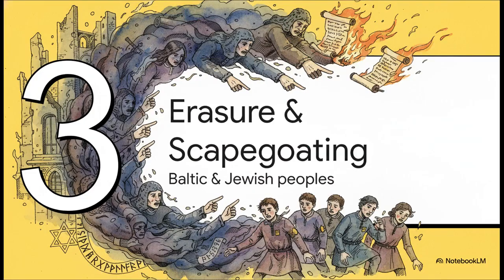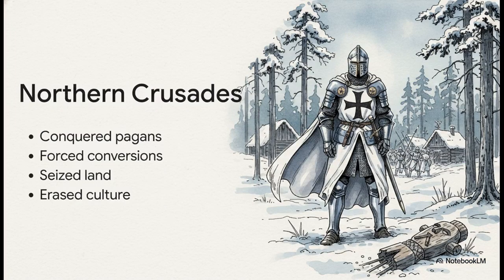Section 3. Erasure and scapegoating, the Baltic peoples and Jewish communities. Let's expand our view across medieval Europe for a second to see how cultural erasure played out in the north. Up in the Baltic region, you have the Northern Crusades spanning from the 12th to the 14th centuries.